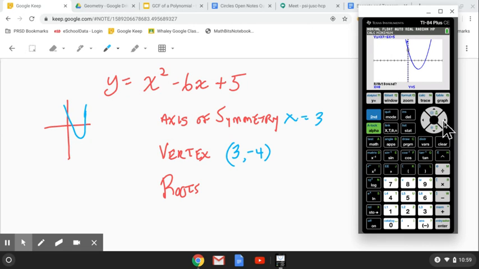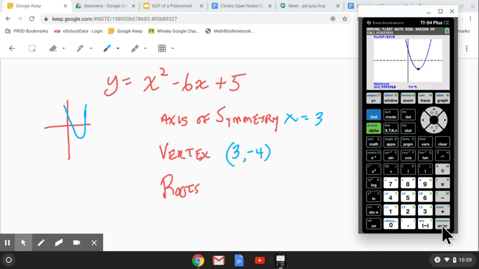Now it says right-hand bound. So I'm going to have to use my direction arrows until I can get that point on the other side of where I think my minimum is. Okay, that's good enough. Hit enter again. It says make a guess. I'll make a guess. I think it's like there. Hit enter. And look what it does.